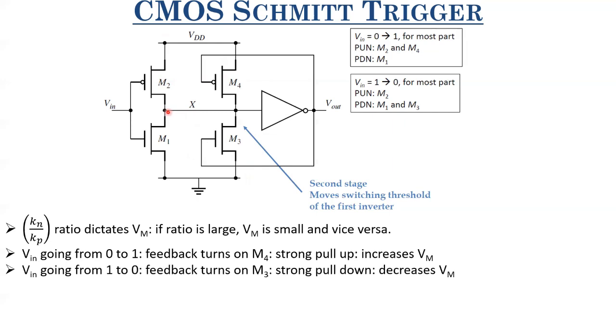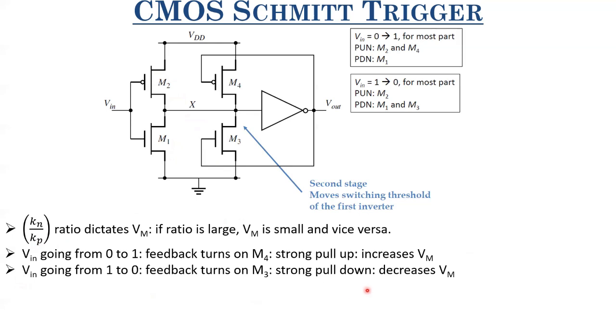Now let's take the case when Vin is 1 and it's going to 0. When Vin is 1, node X is at 0 and this is also at 1. Then M3 is turned on, M4 is turned off. So effectively M1 and M3 pull this node down to ground, and M2 is the only thing which is trying to pull this up to VDD. Your pull down network is stronger, and as such your VM reduces below 0.5 VDD. So depending upon whether Vin is going from 0 to 1 or from 1 to 0, you have different values of VM, the threshold voltage, right?